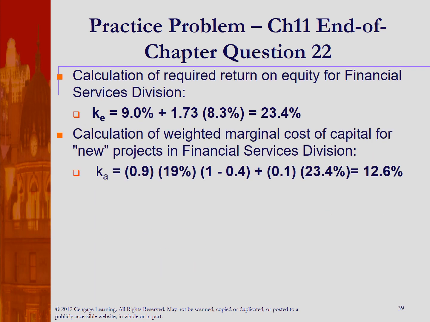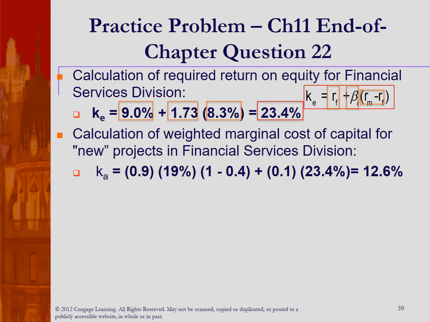We can now calculate the cost of equity through the security market line. The formula is given here. We have the risk-free rate of 9%, beta of 1.73, and the market risk premium of 8.3%. After calculation, we obtain the cost of equity equal to 23.4%.